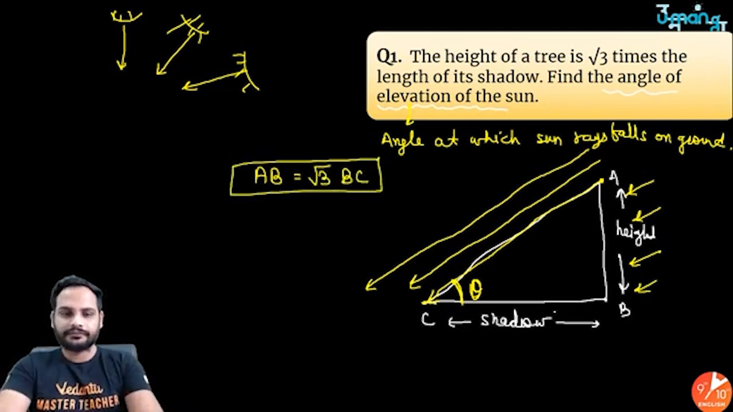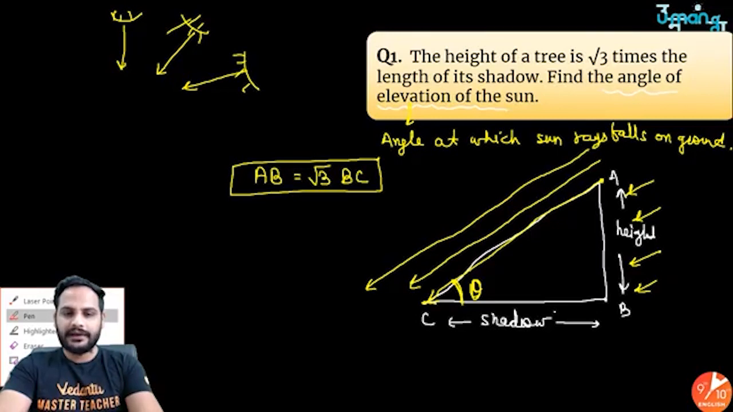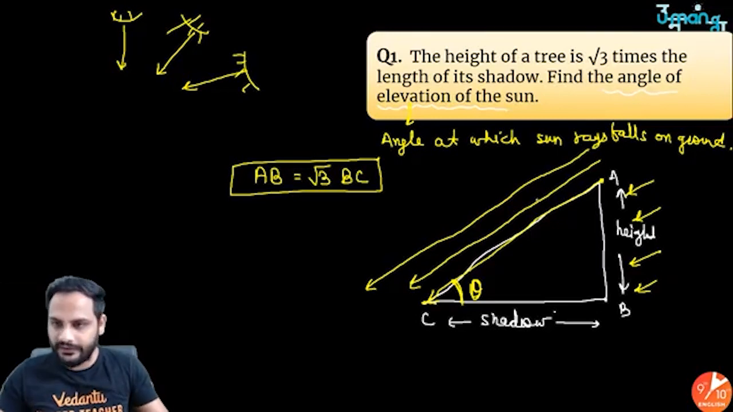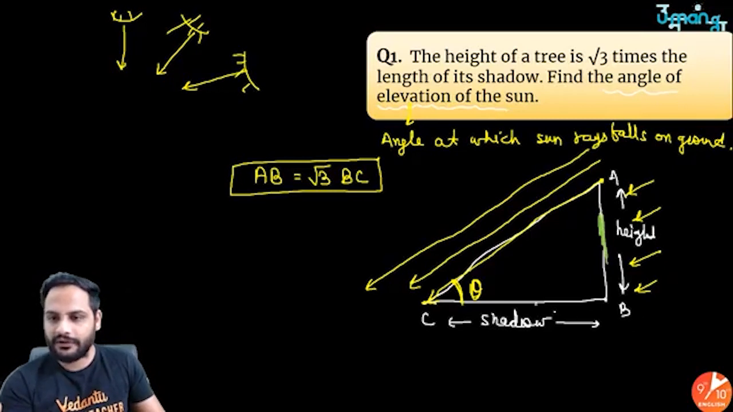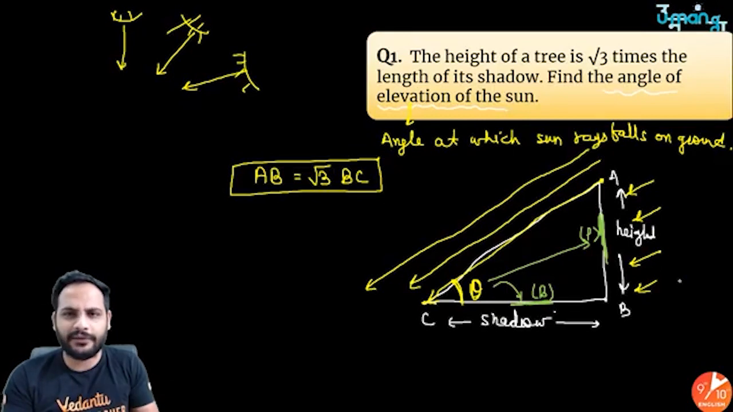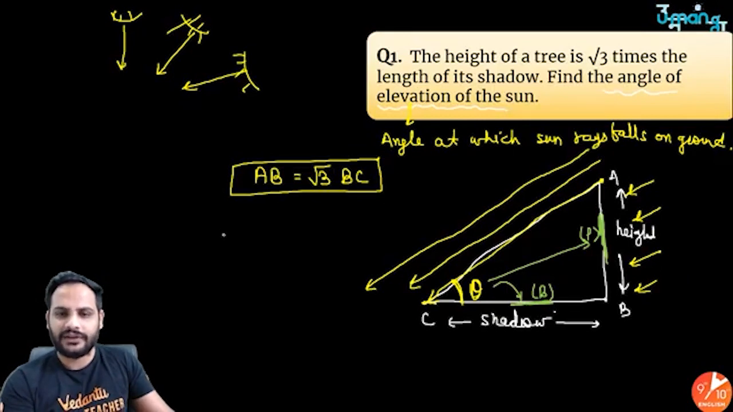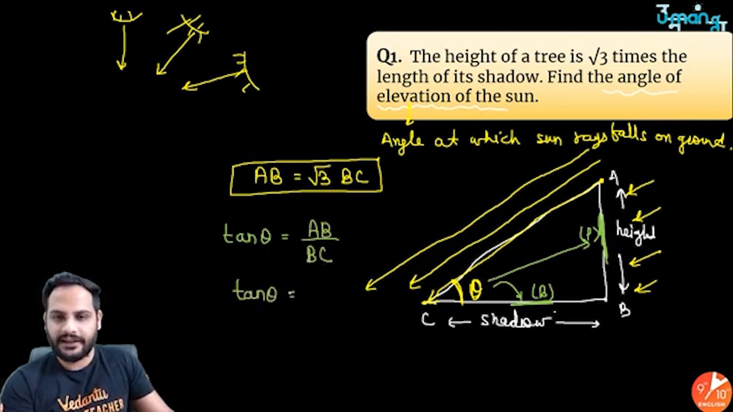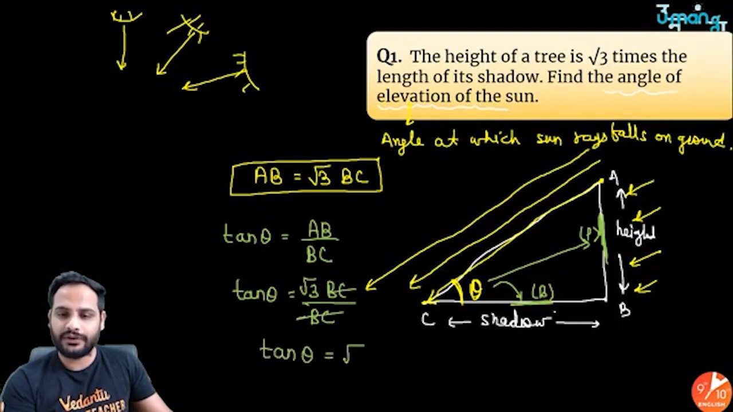Right, now to get this angle, see, in this triangle, I know about two sides. One is I know what is AB and one I know what is BC. So for this theta, the side opposite to theta will be your perpendicular and the side adjacent to theta will be your base. So which trigonometric ratio deals with perpendicular and base? Tan theta or cot theta? So I will say tan theta is equal to perpendicular upon base. So tan theta, I can write AB as root 3 times of BC upon BC. BC to BC got cancelled. So tan theta is equal to root 3.